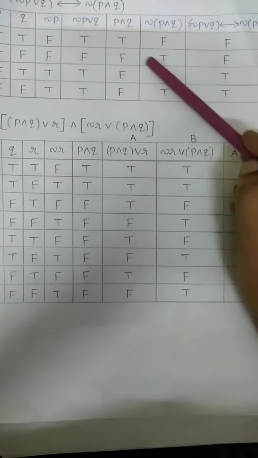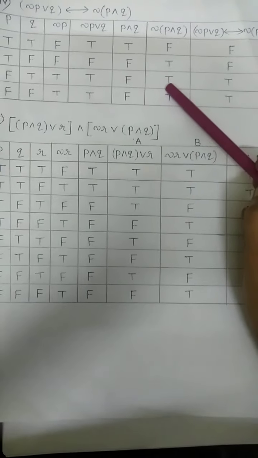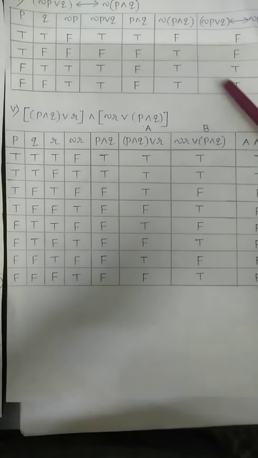First is false, second is false, then here at both the places we have true, so T, and here at both the places we have T, so T.